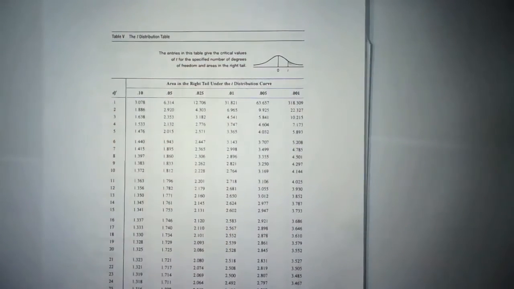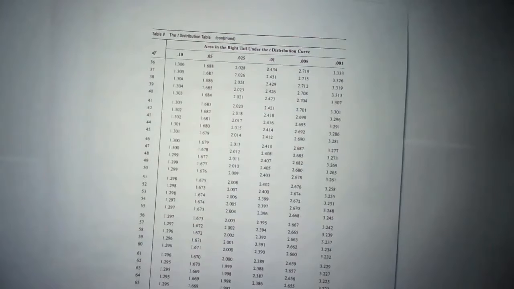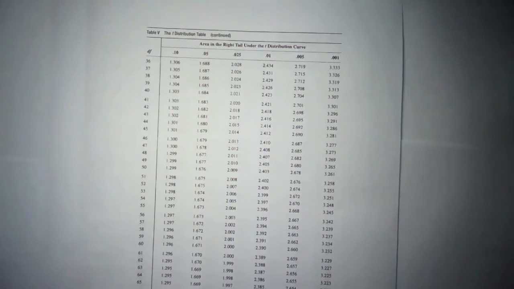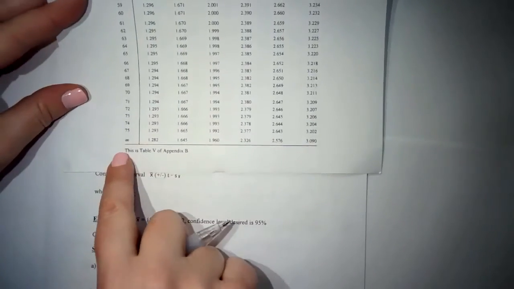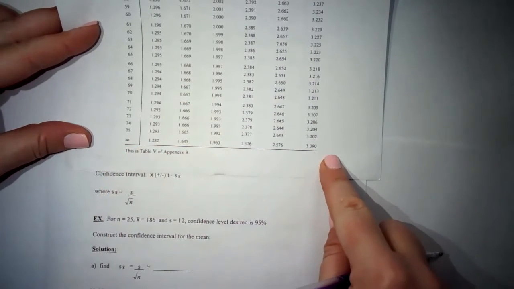And notice they're located over here on the left side of the page. Now, once you get to a degree of freedom of 75, after that, they just say infinity because the area really doesn't change. So anything higher than 75, you just use the infinity down there at the bottom.